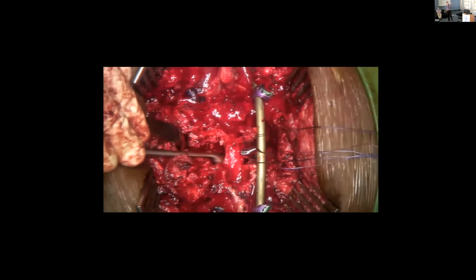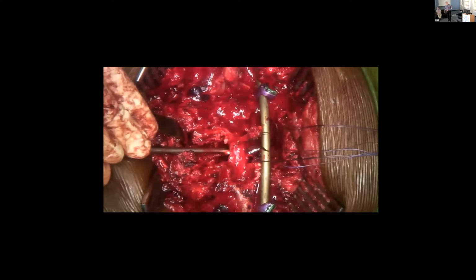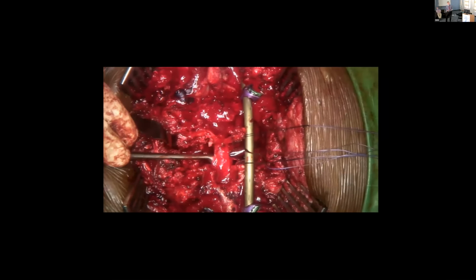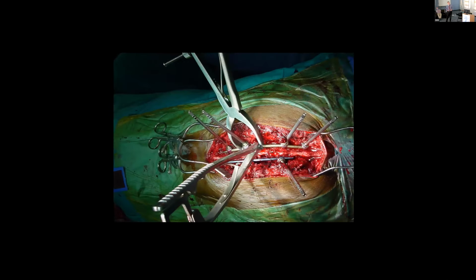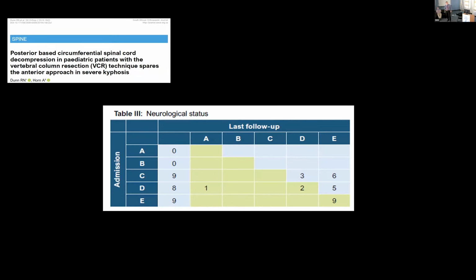We do a circumferential decompression. We believe we want to get all that pressure off the spinal cord, debulk the caseous tissue as much as possible, and then reconstruct with the tools that we have at our disposal. Then we can get that sort of thing.